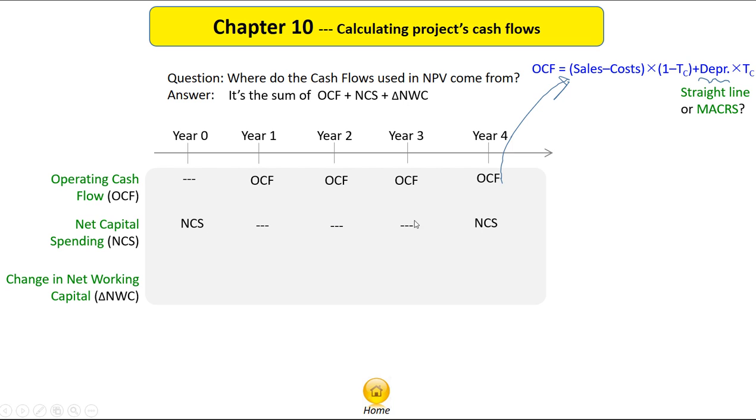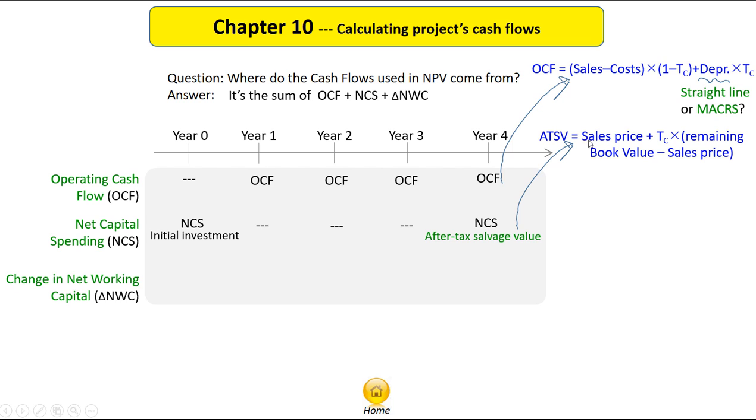And then when the project is over, you sell it all used. In our example, that would be at the end of the 4th year, if it's a 4-year project. So you only need to calculate the net capital spending for year 0 and for year 4. For year 0, we label it as the initial investment. For year 4, we also call it the after-tax salvage value, which is calculated using the following formula.